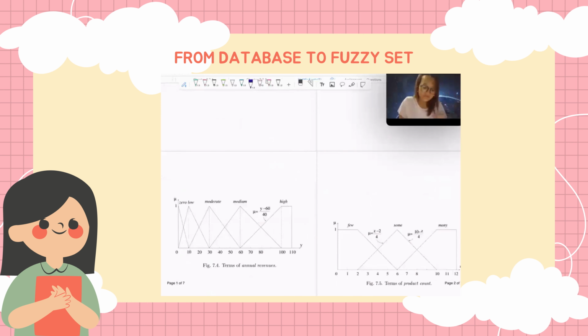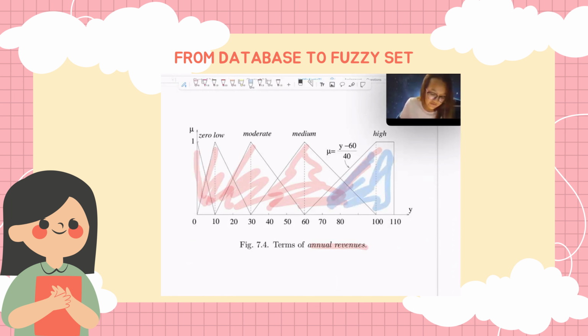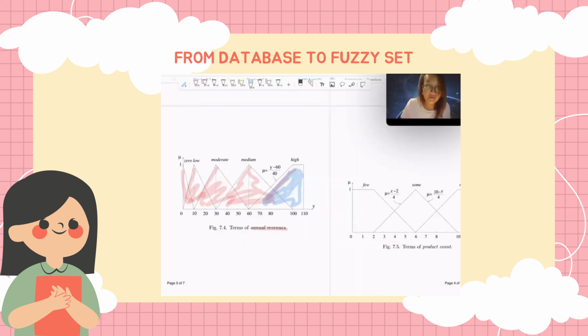So let's look at the annual revenue. This set also contains triangle fuzzy sets, this one is a triangle fuzzy set, this one also a triangle fuzzy set, and this one also a triangle fuzzy set. And this one is a trapezoidal fuzzy set. And we can look at here to calculate all and make conclusions about the total revenue of the company.